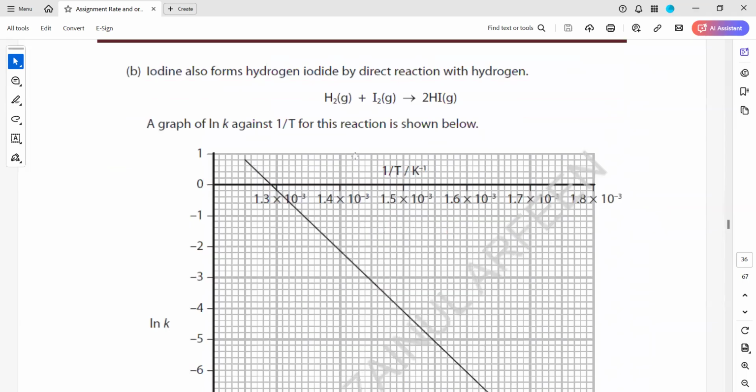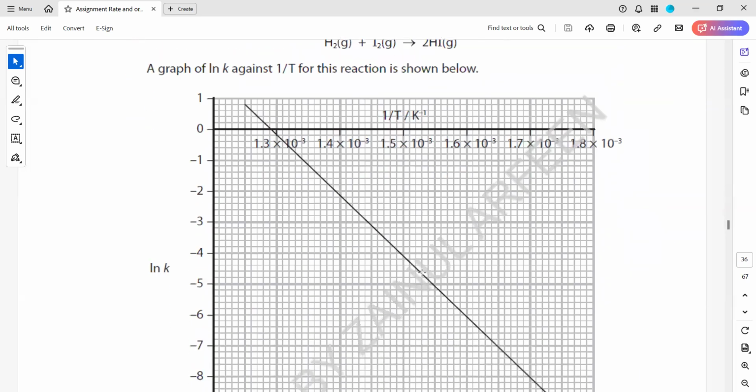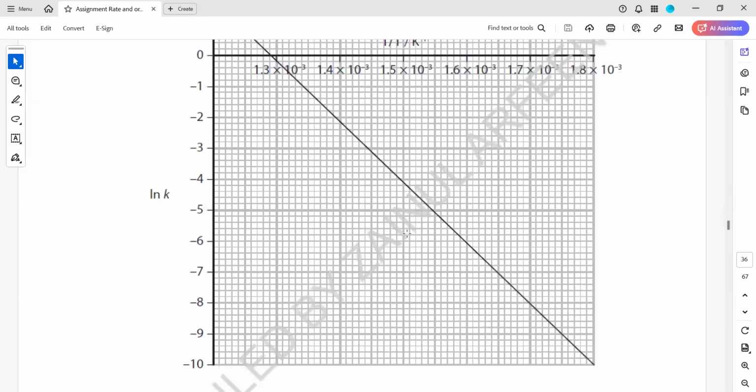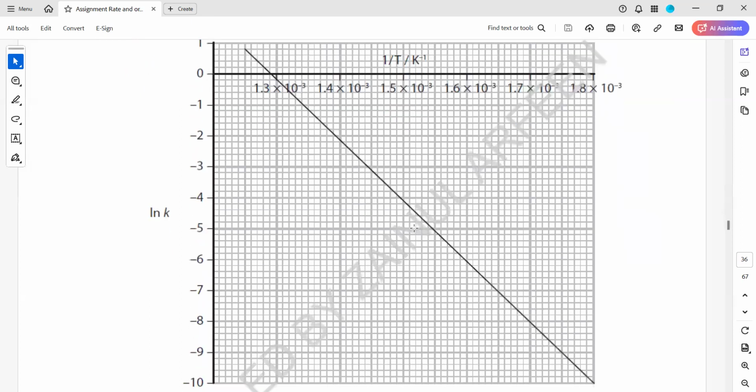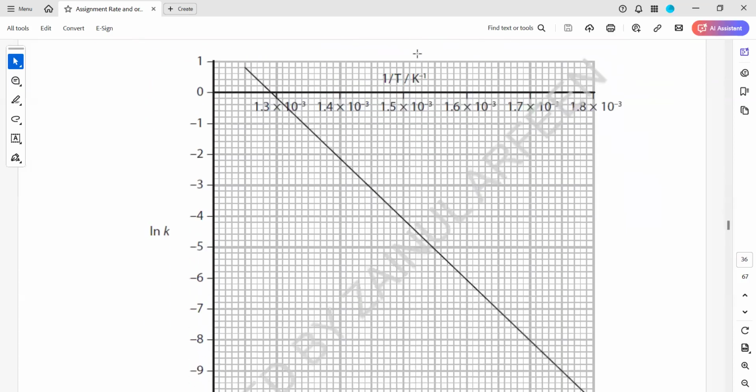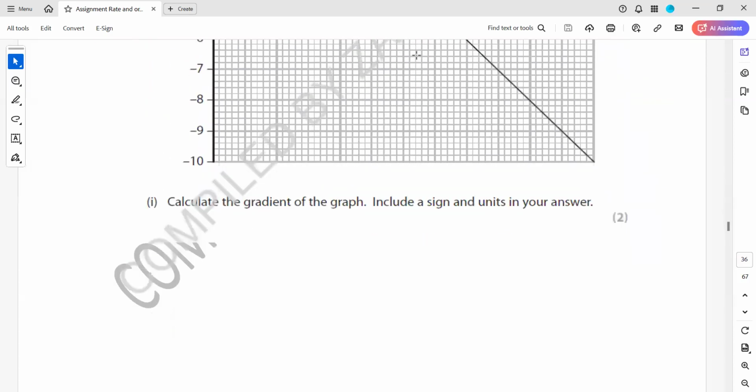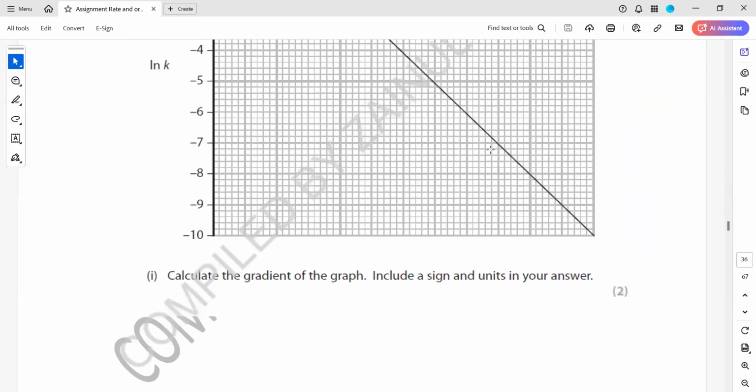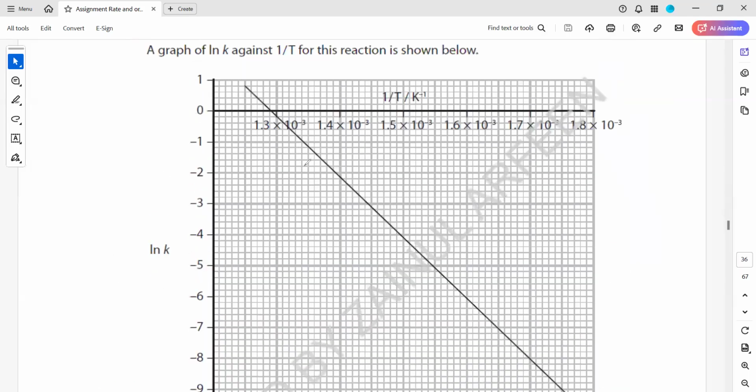Then you can see iodine also forms hydrogen iodide by direct reaction. A graph is there for ln k and 1 over T. So ln k and 1 over T graphs are always in this scale, like as you can see here, in the same manner. But sometimes they ask you to calculate the gradient. So you have to take two values. The distance between the two points should be 5 centimeter or more for accuracy.